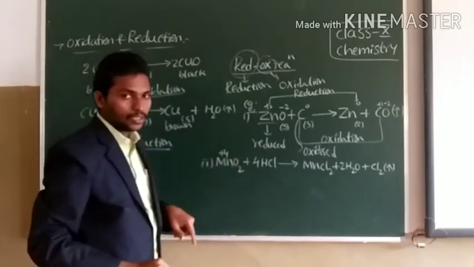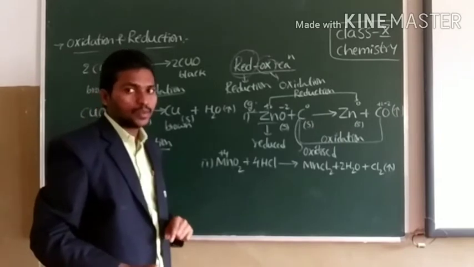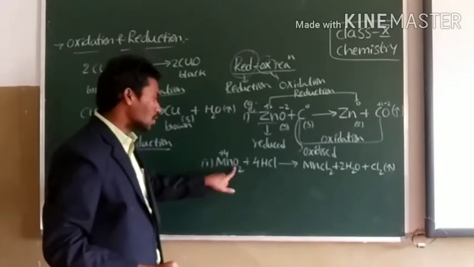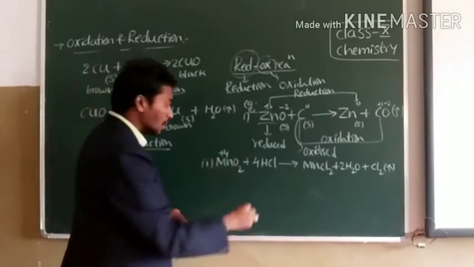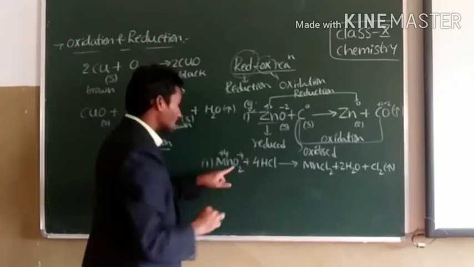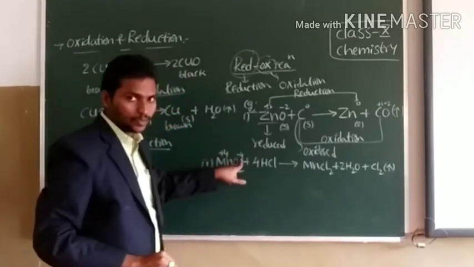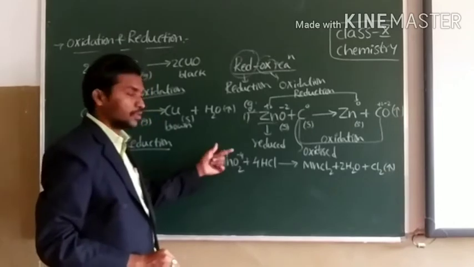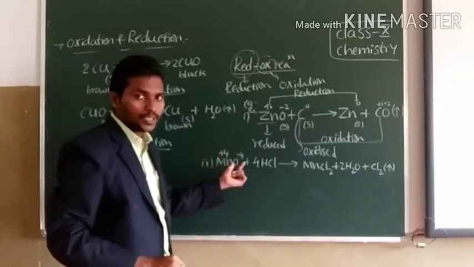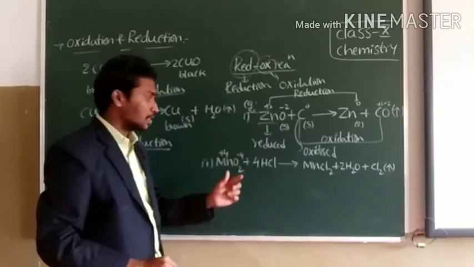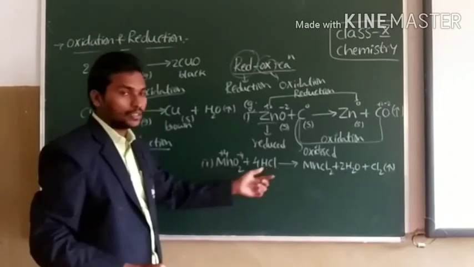This is because we know that the oxidation number of oxygen is -2. Here 2 oxygen atoms are present, 2 into -2 is -4. Here the oxidation number is -4, so manganese is +4, because a chemical compound is an electrically neutral substance. Next, hydrochloric acid.